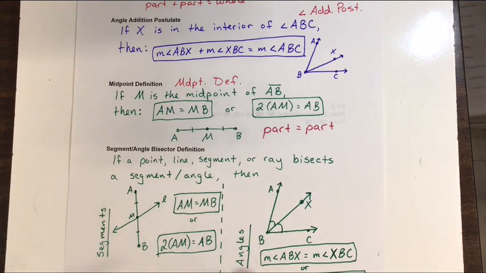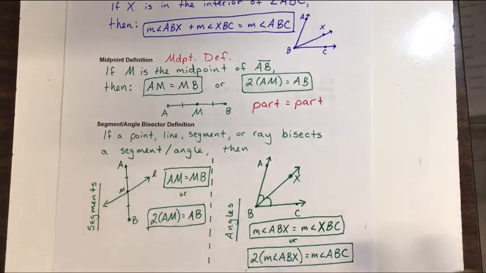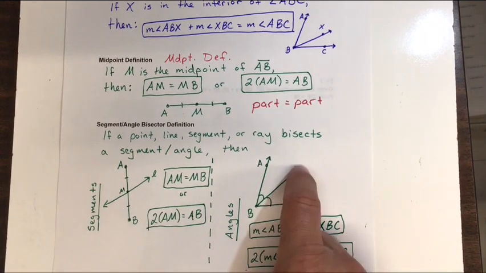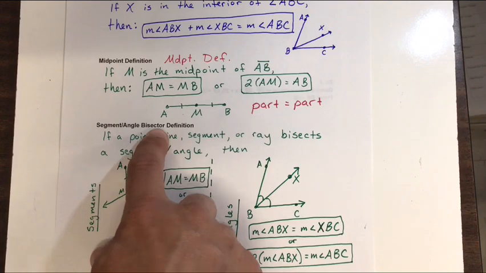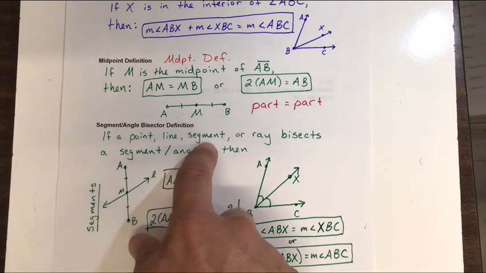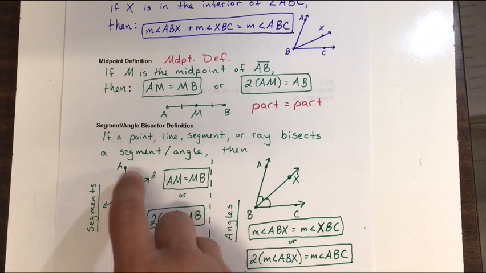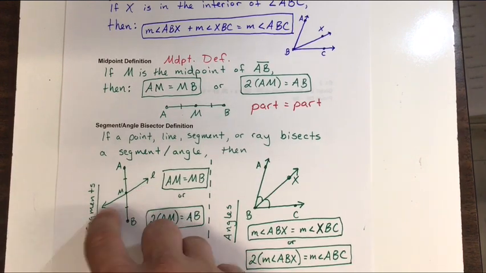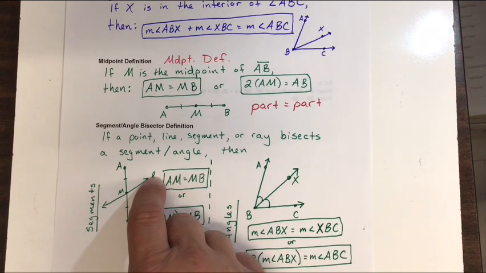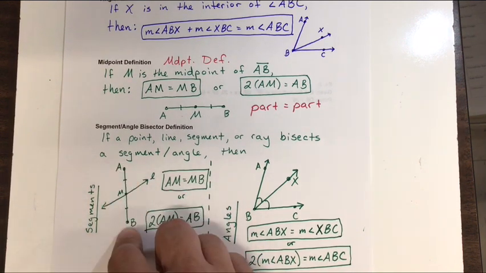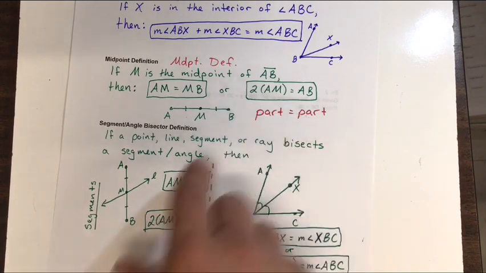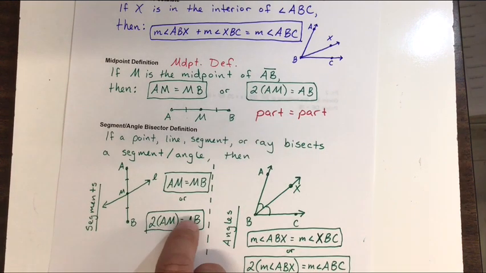Okay, and this last one is really two definitions in one, but it's the same idea. It just depends on whether you're talking about segments being bisected or angles being bisected. The word bisector means a point, line, segment, or ray that splits the figure into two equal parts. So if it's a segment bisector, if I said line L is a segment bisector, that means that it splits this segment AB into two equal parts, AM equals MB, or we have part equals part, or we have 2 times 1 part equals the whole.